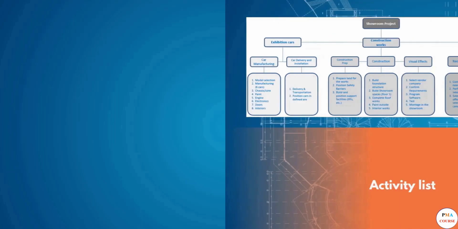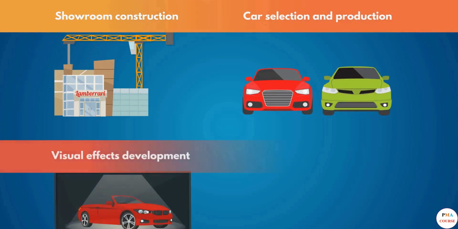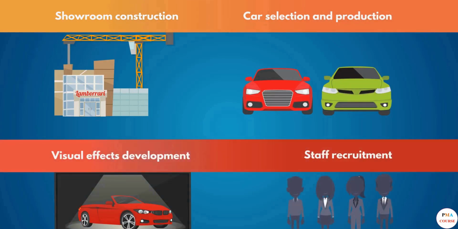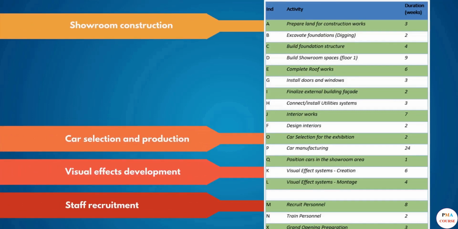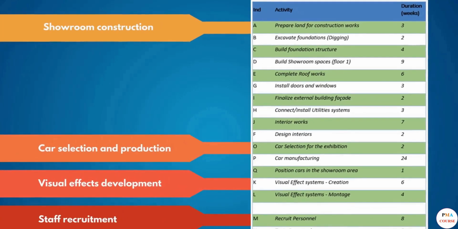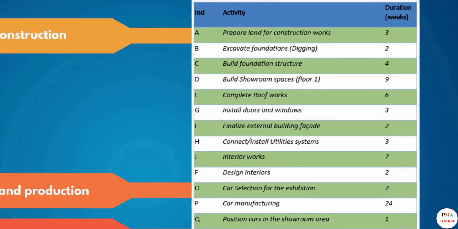So, we have our 4 work streams: showroom construction, car selection and production, visual effects development, and staff recruitment and preparation. Each stream can be executed in parallel, starting with A, O, K, and M, respectively. Now let's see how each stream flows and how, or if, they intertwine.